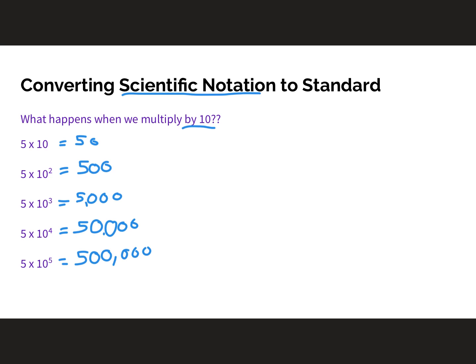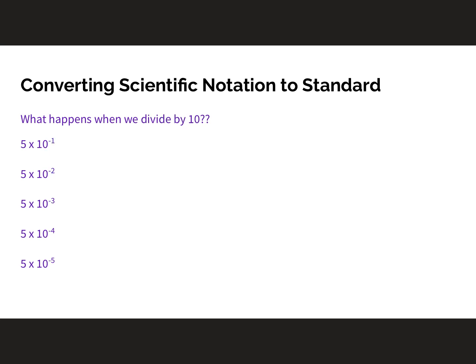Basically, I'm just adding a 0. Each 10 adds a 0. It moves my decimal, because remember, 5 has a decimal right there that we don't bother writing. So every time I multiply by 10, I simply move it over 1 and add a 0. Okay, so that's going from scientific notation into standard form.